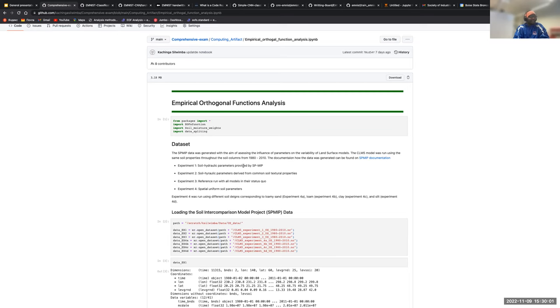The first part of the experiment, the soil hydraulic parameters, was provided by this soil parameter intercomparison project, which is the umbrella of that conference. Then the second experiment is the soil hydraulic parameters derived from the common soil properties, the textural soil properties. And the third experiment was the reference run, where the model was just running the default settings without really doing anything to the parameters. Then in experiment 4A, they made everything loam. In experiment 4B, they made everything clay in the model. And experiment 4C, they made everything sand, to see really how the variations are in the data set.